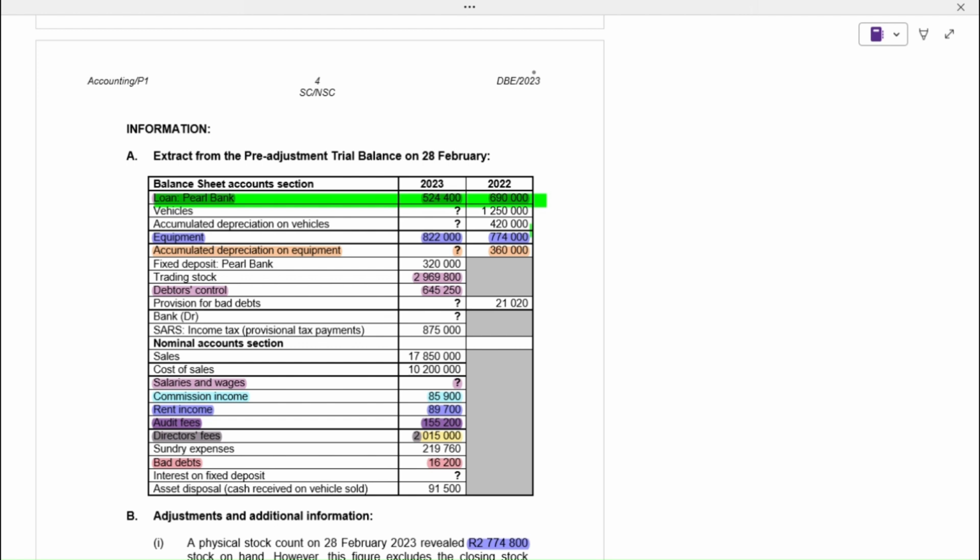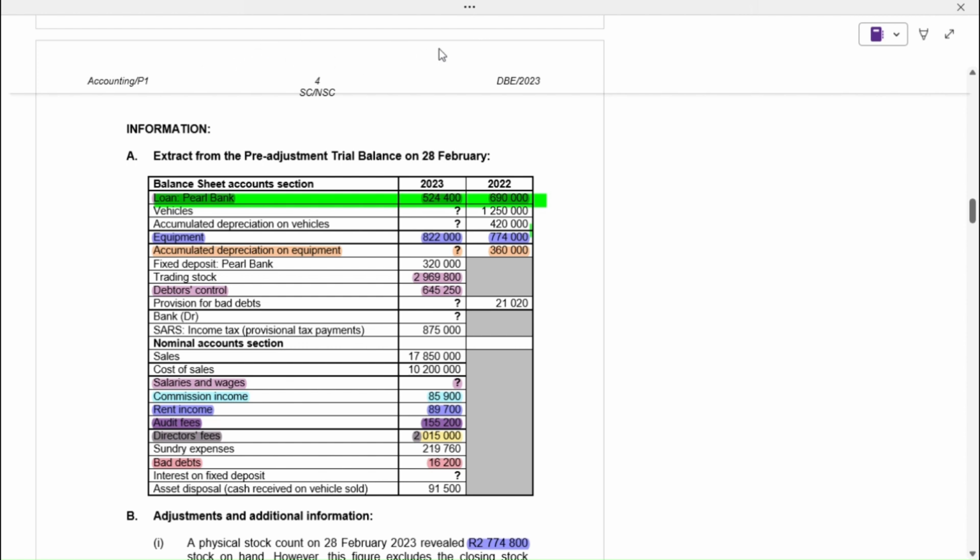Okay, so we are looking at the loan, the long-term loan. Basically, how to deal with your long-term loan as well as your current portion on the loan. In this case, we are given some information, so let's just dive into it quickly.